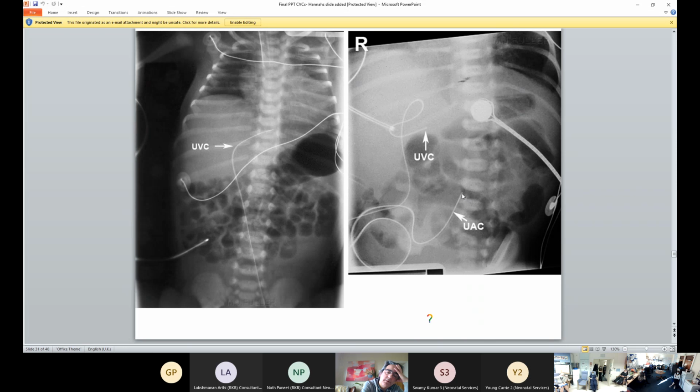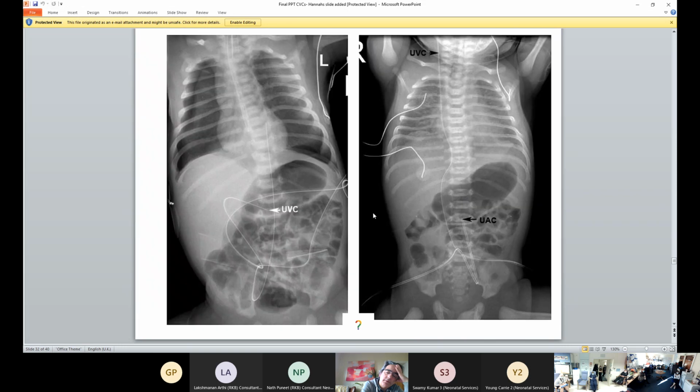So this you see in a low position. Here we have a UEC in a low position, and there is a UVC. Look at the UVC here. The UVC is going through the umbilical vein, ductus venosus, inferior vena cava, right atrium, superior vena cava, and then jugular vein. And we can't see the tip.